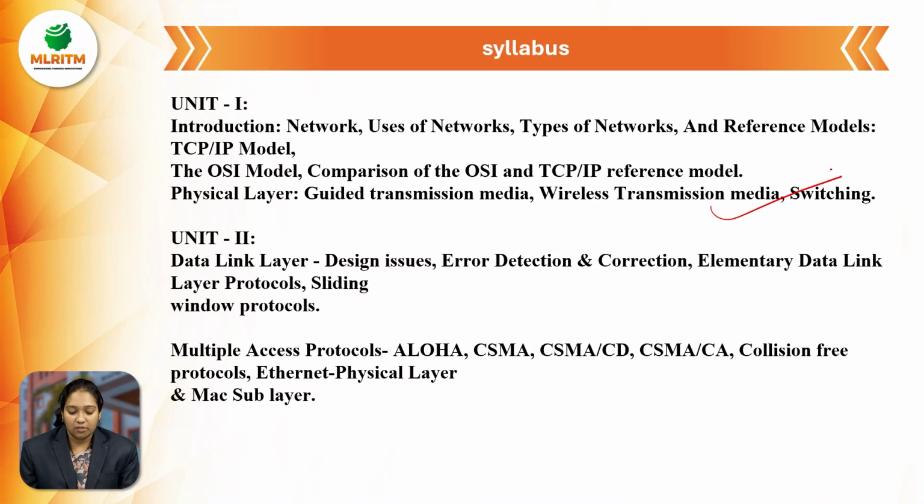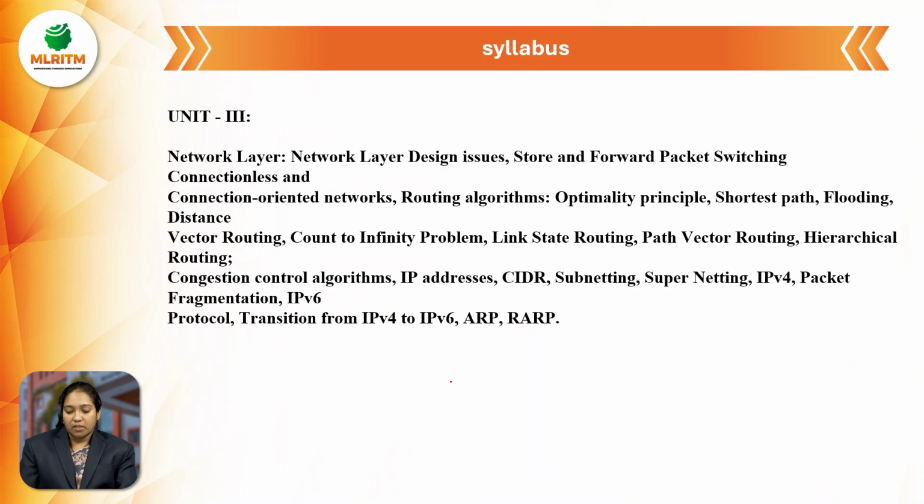And the second unit, the topic is the data link layer. In the data link layer, the concepts are design issues, error detection and correction, elementary data link layer protocols, and sliding window protocols. And then the other concepts of unit 2 are multiple access protocols and collision-free protocols, Ethernet, physical layer, and MAC sublayer. And then comes unit 3.